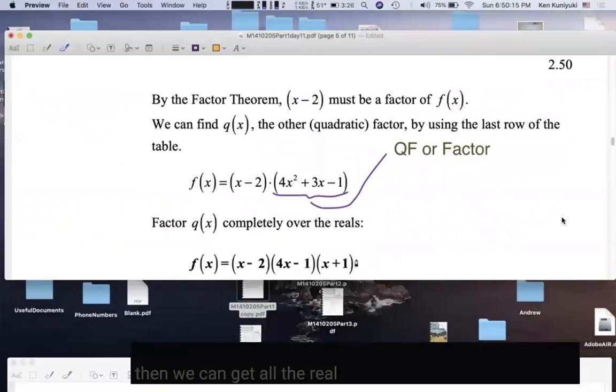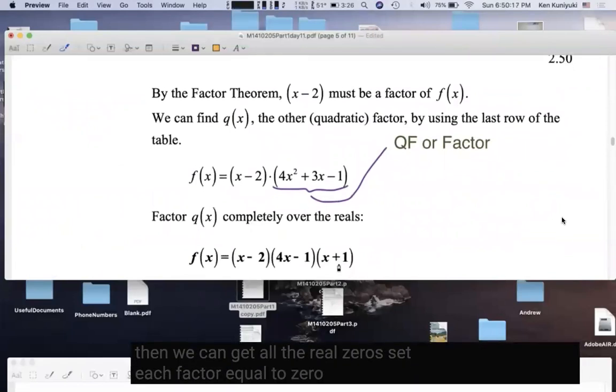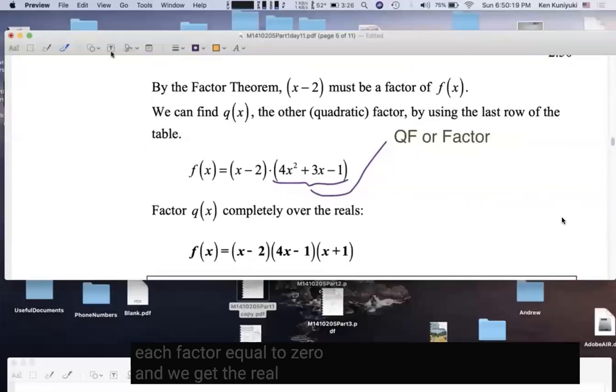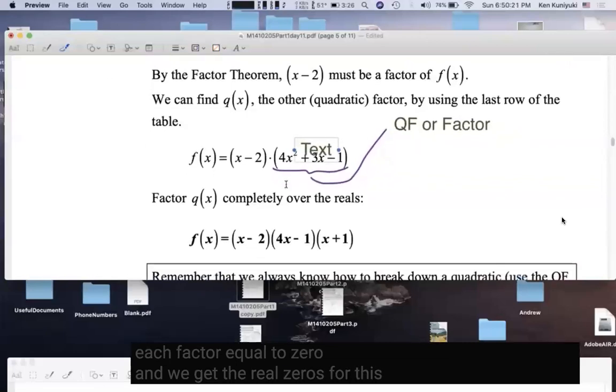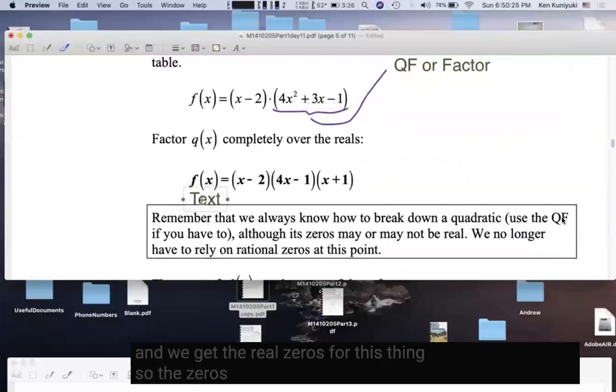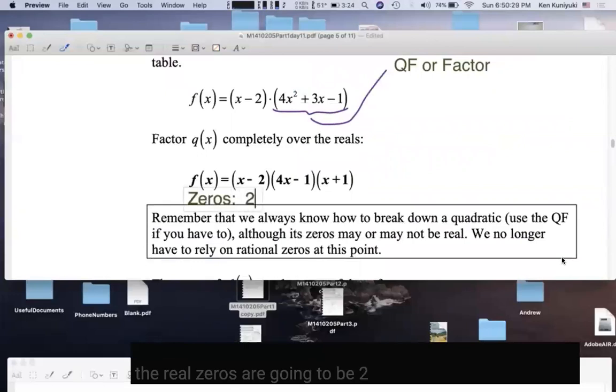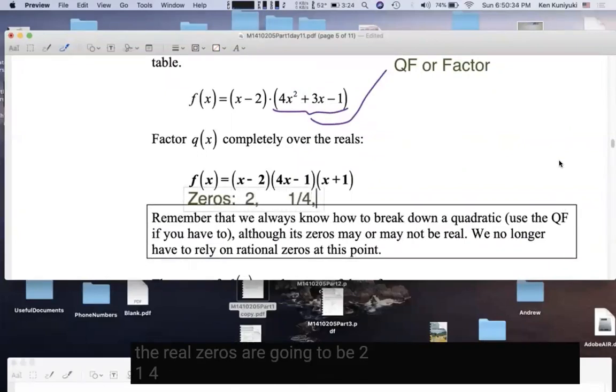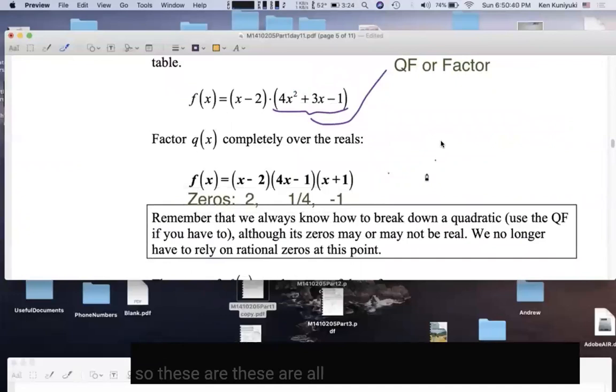Then we can get all the real zeros: set each factor equal to 0, and we get the real zeros for this thing. So the real zeros are going to be 2, 1/4, and -1. So these are all of the real zeros, and therefore all the zeros of the third degree polynomial.